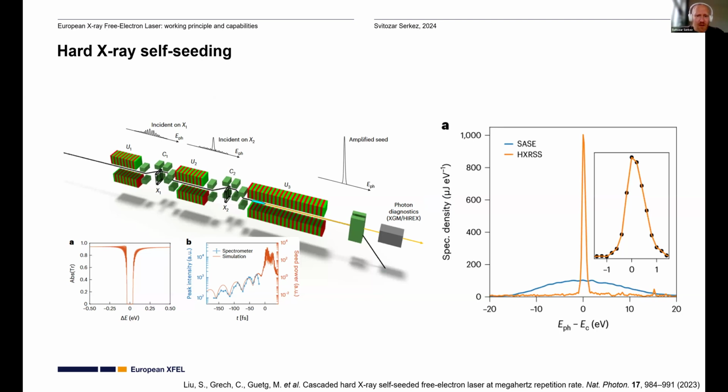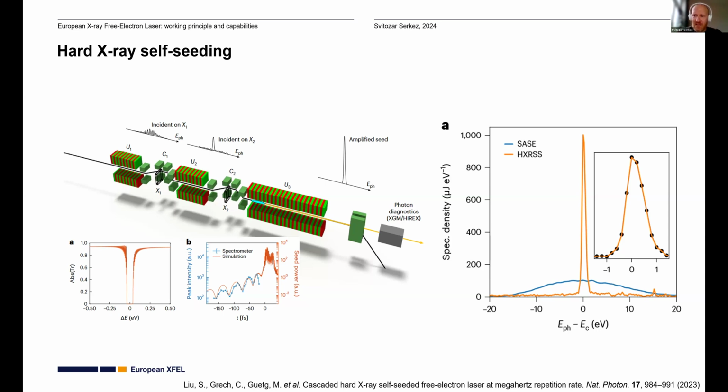Another special operation mode, which might be interesting for you, is self-seeding. So what is this mode about? It's basically about removing the spiky structure of FEL radiation. We have a lot of spikes in the time and frequency domain, and one could potentially introduce radiation on top of the electron beam, called a seed, and allow the electron beam to amplify this radiation to saturation.